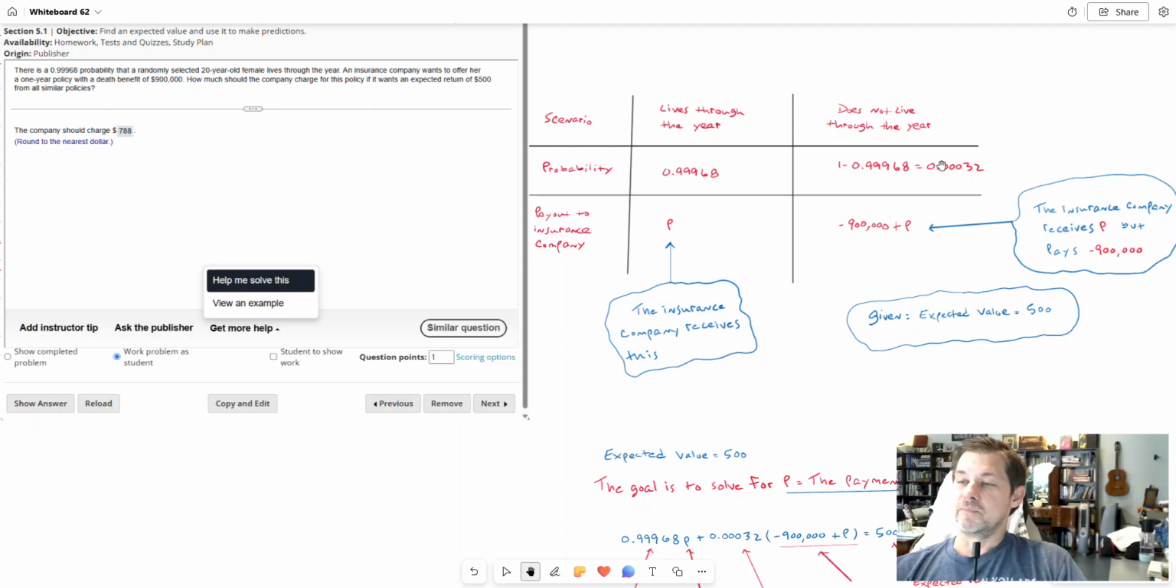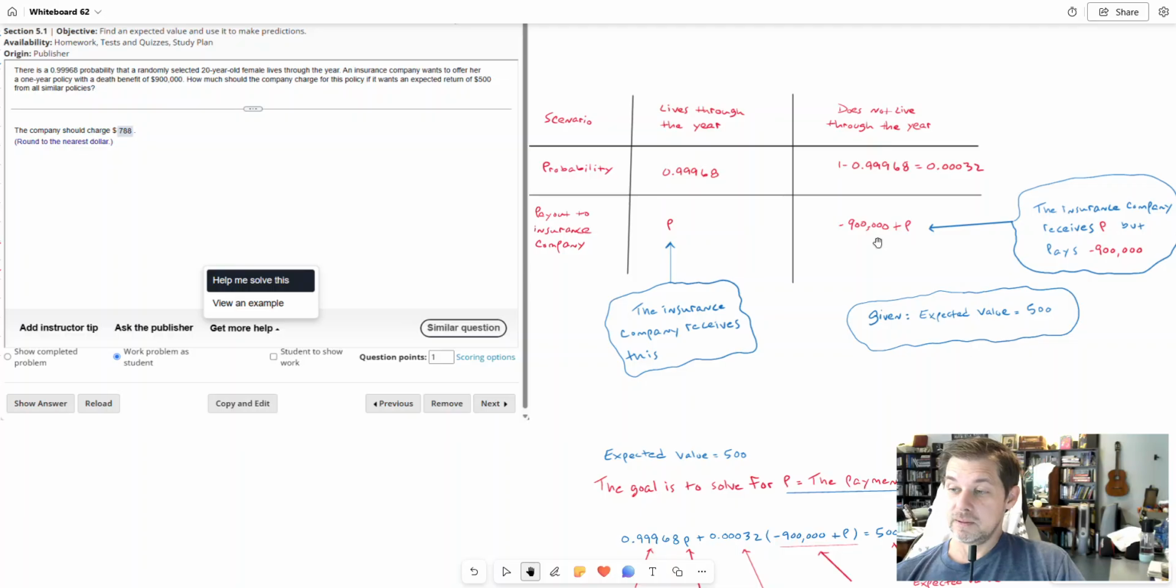Okay, now what does the insurance provider receive in that case? Okay, well, if the person does not live through the year, they receive their premium, their payment for being insured, P, but then they lose this death benefit, this payout of $900,000. Okay, so they receive the payment from the insured, but they have to pay back out $900,000. That's why what the insurance company has in that case is negative $900,000 plus P, or you could say, if you wanted to, P minus $900,000.